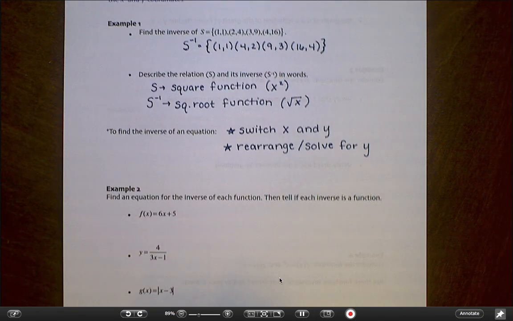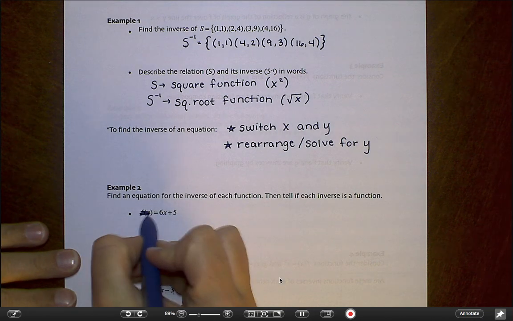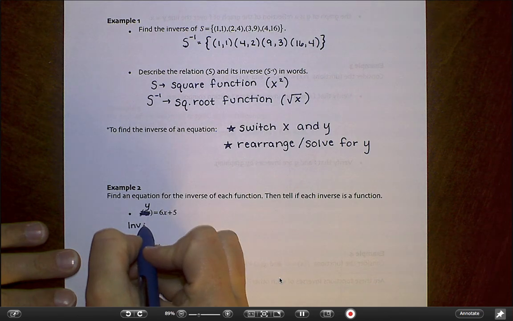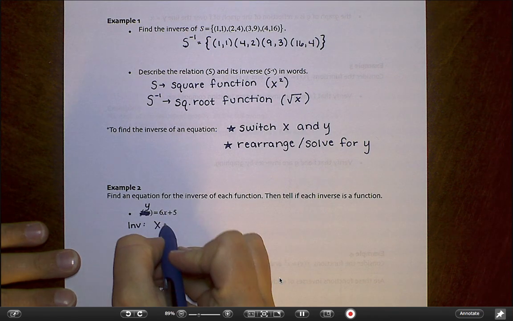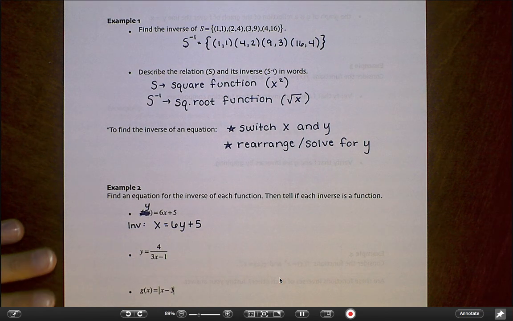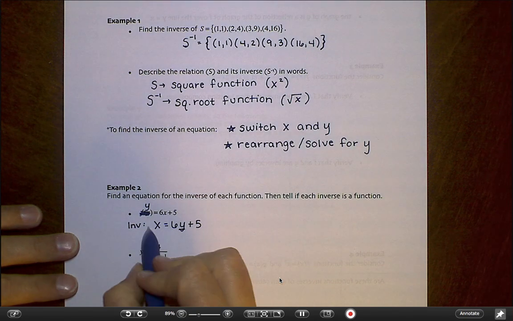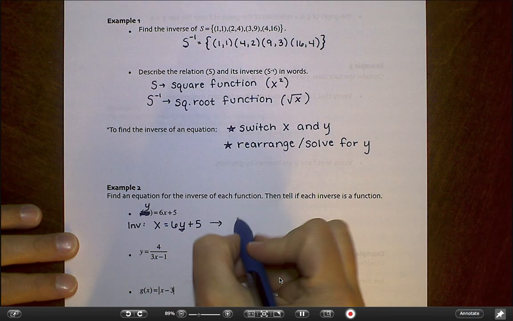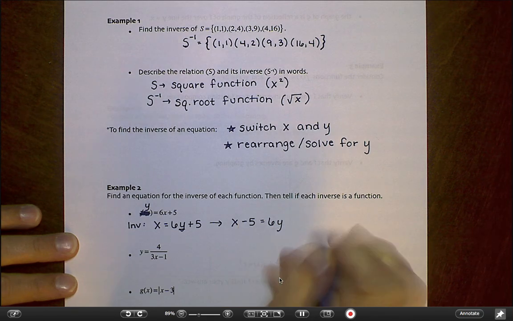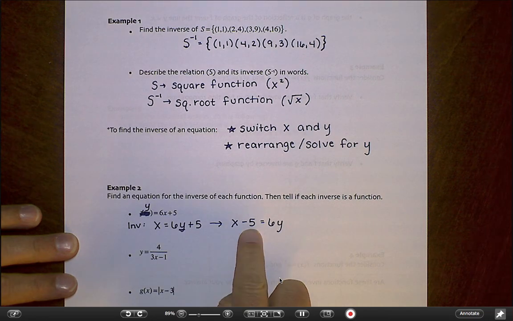So when I look down at this example 2, remember that f of x is really like your y, right? So to find the inverse, the very first thing I would do is rewrite this as x equals 6y plus 5. And then I want to dig this y back out of there. I want to get the y back by itself. So I would move the 5 to the other side. So I might say something like x minus 5 equals 6y. And then let's divide by 6. Remember when I divide by 6, both of these things need to be divided by 6.